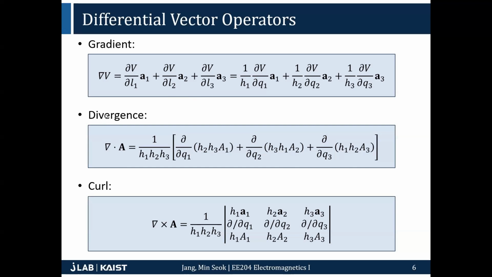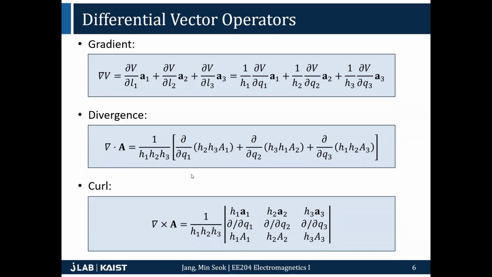But the divergence and curl are very complicated. If you look at this, divergence is 1 over h1 h2 h3 times d(h2 h3 A1)/dq1, plus the h3 h1 A2 term with dq2, and so on. And then curl is even more complicated. You have h1 a1, h2 a2, h3 a3, and then in the determinant h1 a1, h2 a2, h3 a3. But at least you can find some pattern here, right?